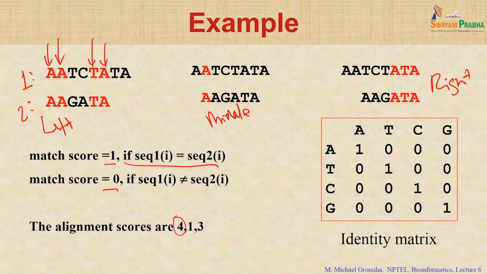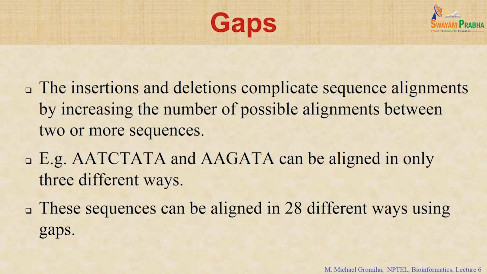If you take the second example, what is the score? 1, because there is only 1 match. And with the third alignment, 1, 2, 3, the match will be 3. So, we have the identity matrix, we use ATCG. If it is the same, we put 1, and if it is different, we put 0. Now, why do we want to introduce gaps? To get a better alignment, because if there are some changes, we need the gaps. So, if you introduce gaps, how many different ways can you align these two sequences?